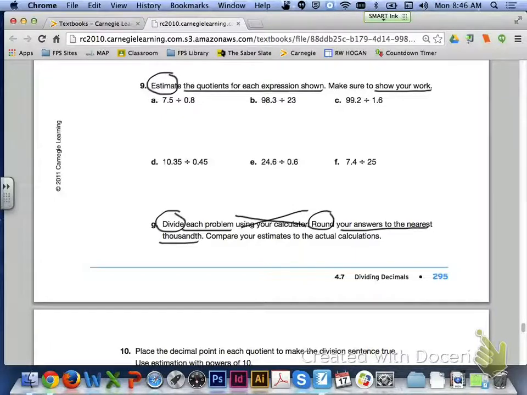Remember, we don't want to have any decimals in our divisor. Notice that I did cross off using your calculator from the directions. So I want you to divide each problem, round your answers to the nearest thousandth, and then you can compare your estimates to the actual calculations that you came up with. If you don't have enough room on page 295 to show your work, then use a separate sheet of paper. But go ahead and do A through F. First come up with your estimate and then divide each problem, rounding your answers to the nearest thousandth.